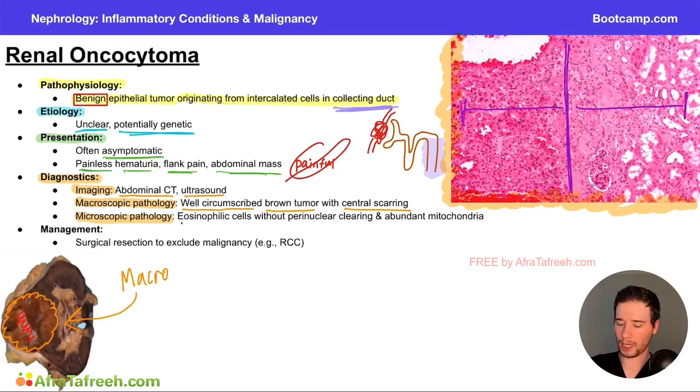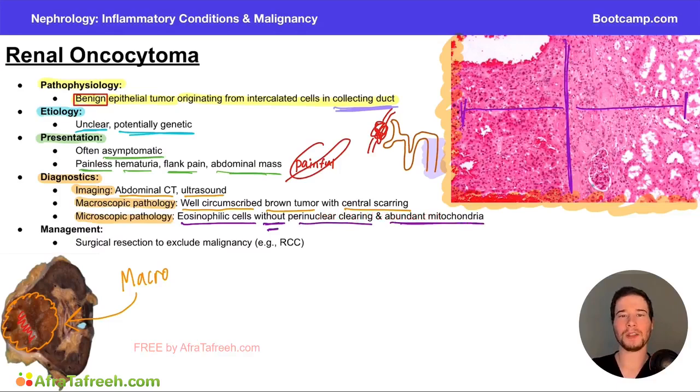We're saying the microscopic pathology has eosinophilic cells without perinuclear clearing and abundant mitochondria. So based on that, which side do you think is actually the renal oncocytoma from this pathology? Well, it's going to be this side that's really dense with a lot of pink eosinophilic cells. This is the side of the oncocytoma. And we know this because there's no perinuclear clearing in addition to abundance of mitochondria. Versus this side, this is more of our classic tubules that we would expect to see in the kidney itself.